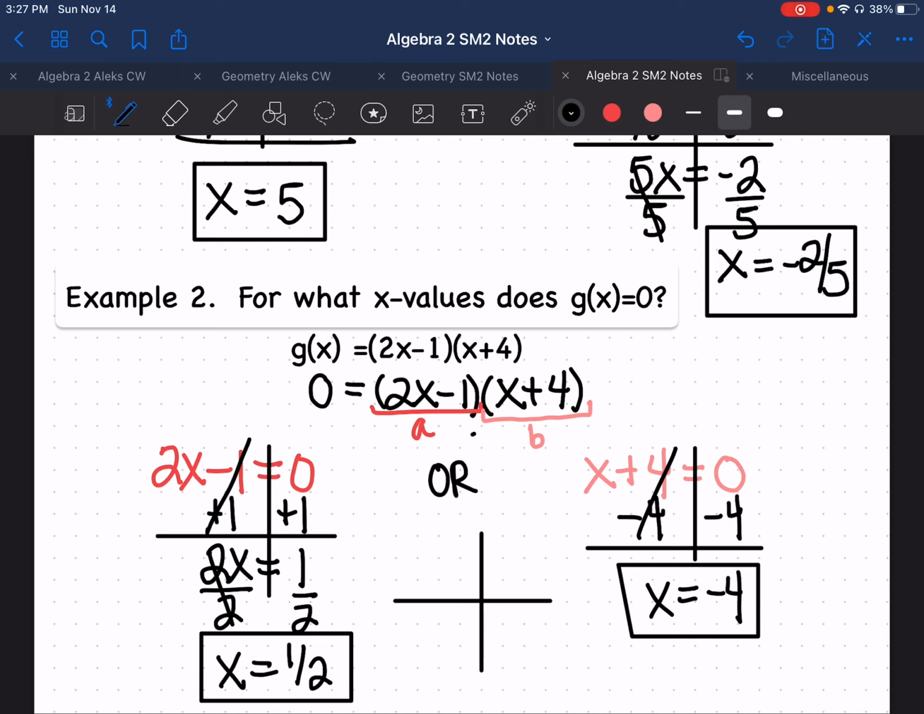I also know that it's going to touch the x-axis here at 1/2 and here at -4. I don't know where the vertex is exactly, but I know it's going to look something like this. This is what the zero product property is helping me to do. I can use it to get an idea of what the graph looks like. And of course, it is solving for my x-intercepts, my zeros, my roots.